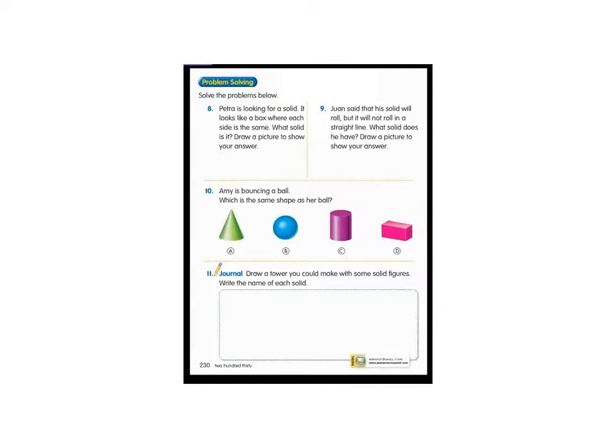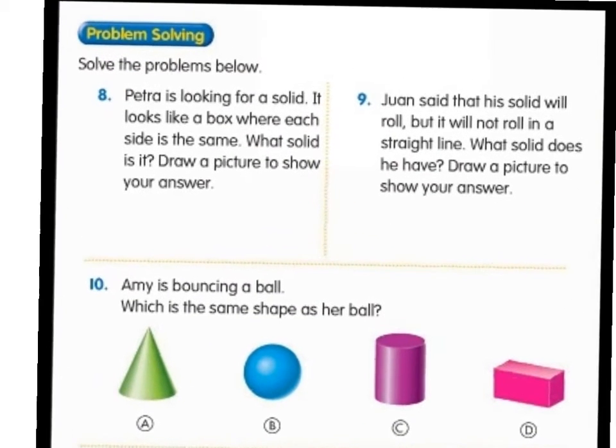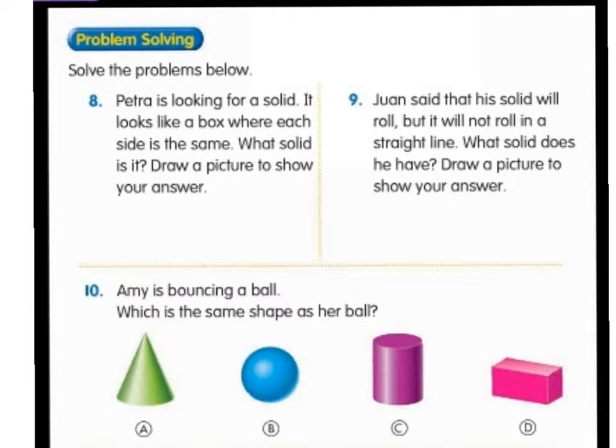You had some time to work on the middle part, so now it's time to move on to the back. Petra is looking for a solid. It looks like a box where each side is the same. What solid is it? Draw a picture to show your answer. So Petra is looking for a solid. It looks like a box where each side is the same. What solid figure is it? Draw a picture.